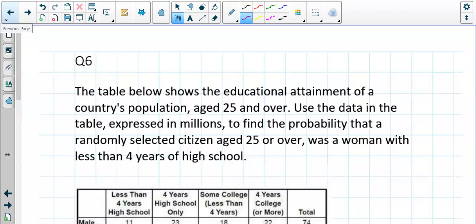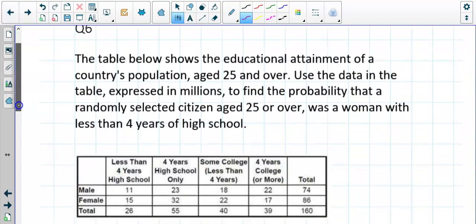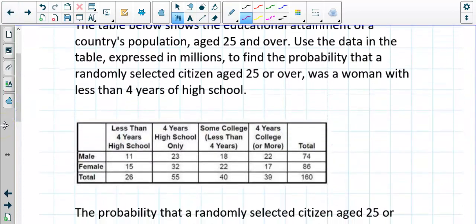So, question number 6. The table below shows the educational attainment of the country's population aged 25 and over. Use the data in the table expressed in millions. So these numbers are in millions. It's not like 11 people have less than, or that are males have less than 4 years of high school. That's just silly. So we're going to use the data in the table to find the probability that if we selected someone, it was a woman with less than 4 years of high school.